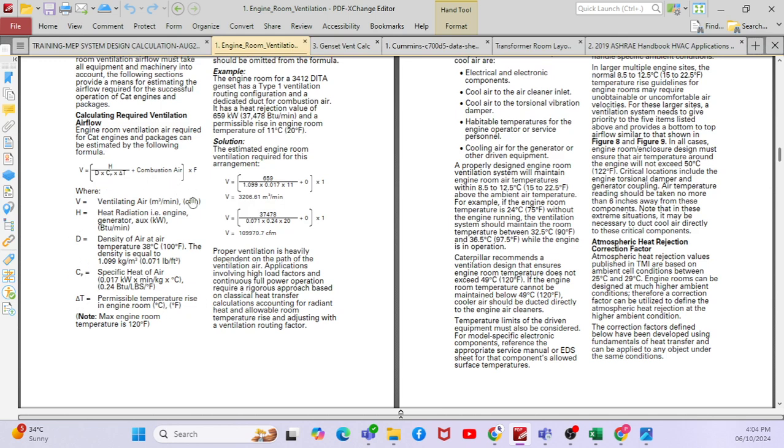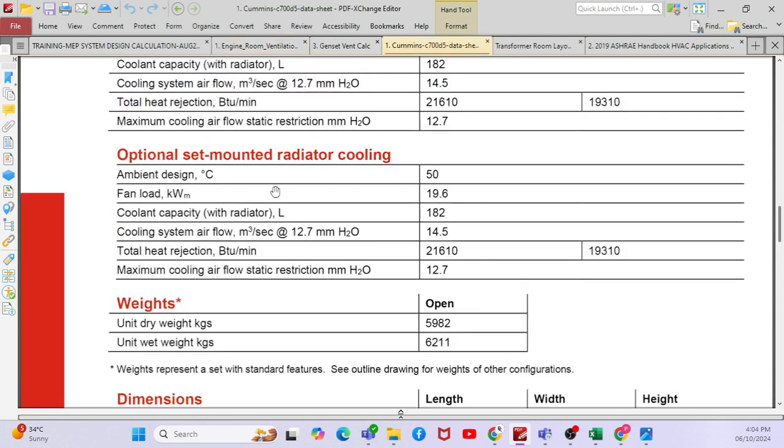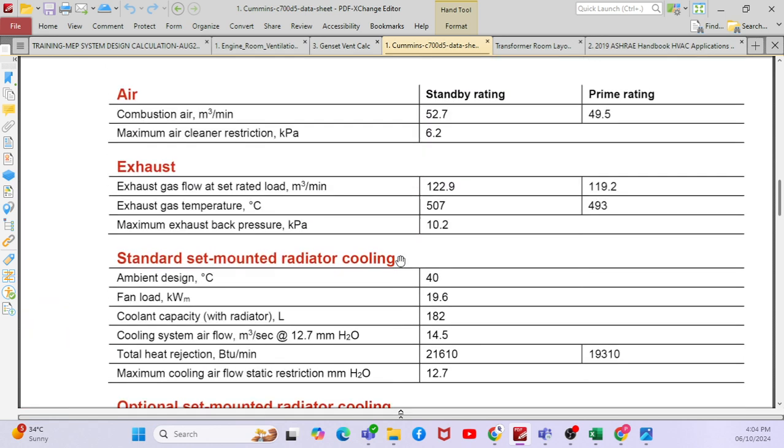So in this way also you can calculate the ventilation airflow rate, or you can go to the manufacturer catalog. They will give you directly 14.5 meter cube per second, or 14,500 liter per second. Okay, so this is the requirement for radiator cooling. And what about for the combustion? So this is the air required for combustion purpose, 52.7 meter cube per minute.